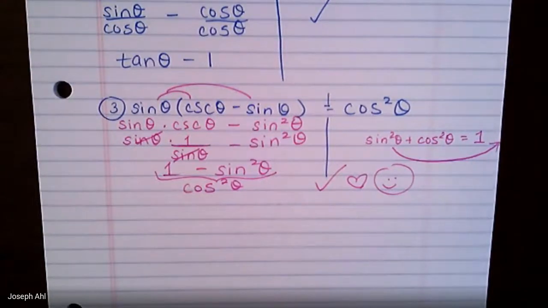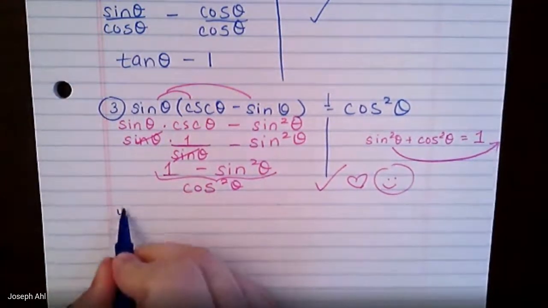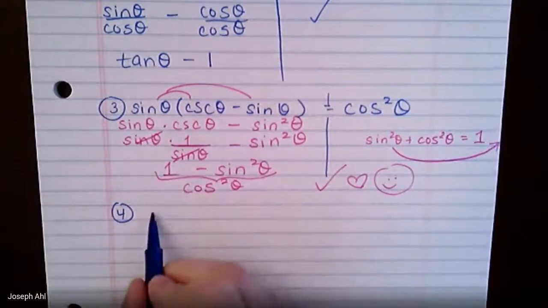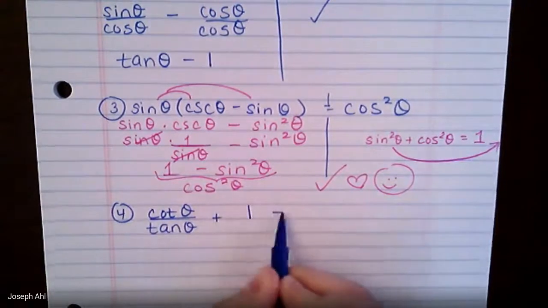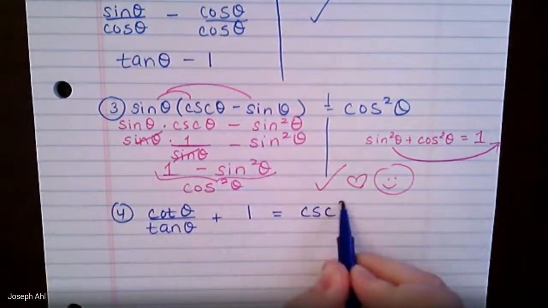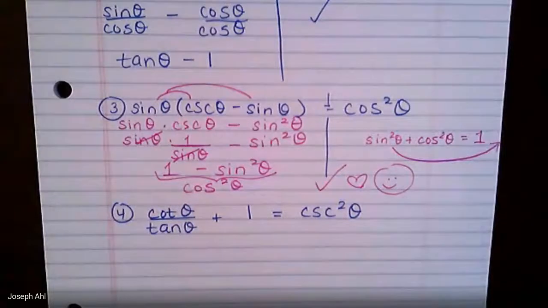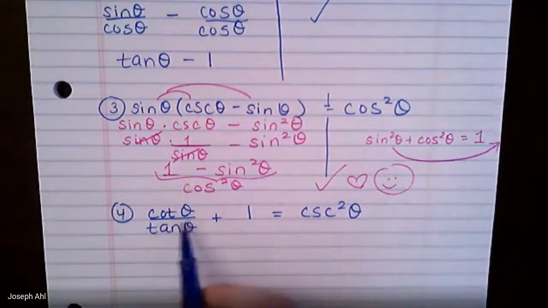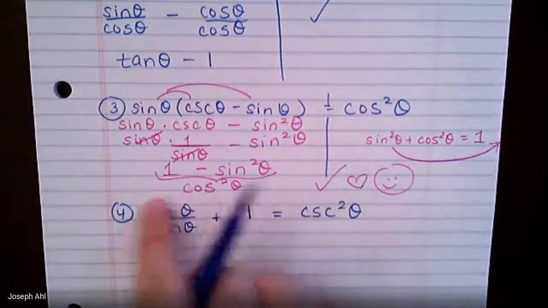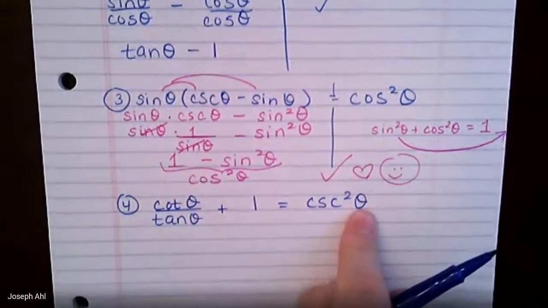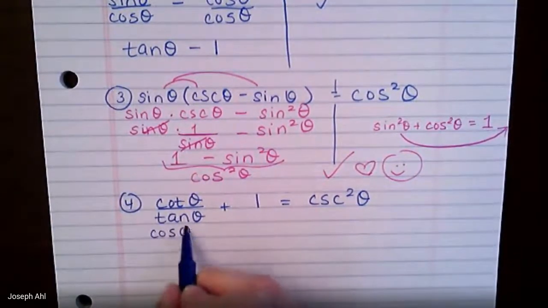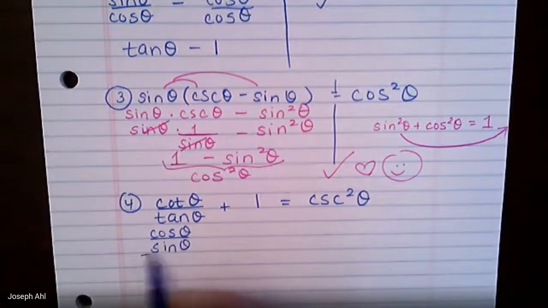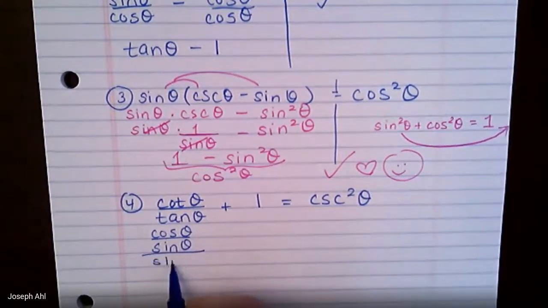Okay. Last one I'll do is the last one that's in that note page, number 4. It says cotangent over tangent plus 1 equals cosecant squared. Okay, so from here, we're going to make probably a few substitutions. I'm going to choose to work on the left side again. It looks like there's just more to work with over here. Cosecant squared is looking a little bare on that side, but cotangent would be cos over sine, right? And then tan would be sine over cos.